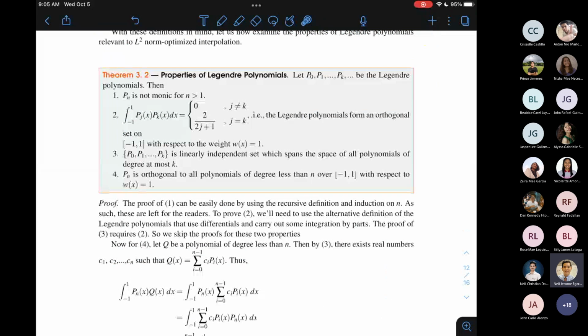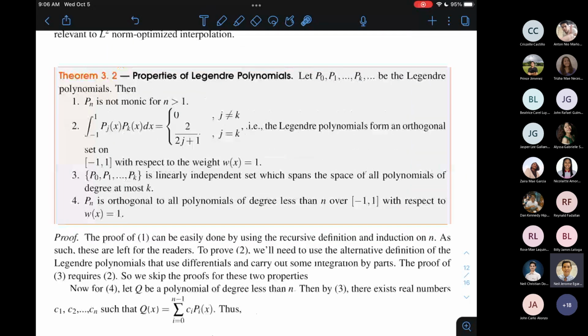So let's look at the properties ng Legendre polynomials, ano. So we will consider the Legendre polynomials and denote them by P sub n, or the P sub i's, right? Where i is the degree of the Legendre polynomial. First is the observation that we laid down earlier, that P sub n is not monic when n is greater than 1. Simula sa degree 2 pataas, hindi na siya nagiging monic.